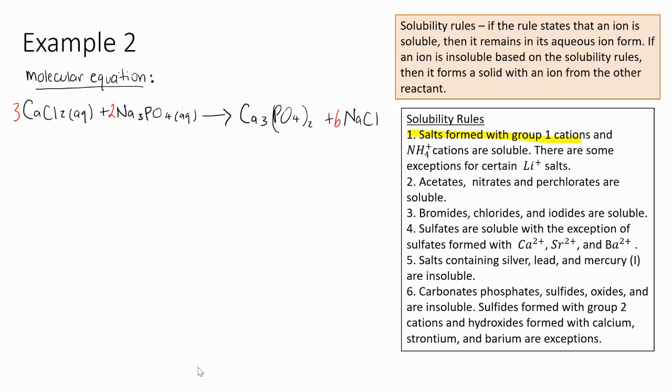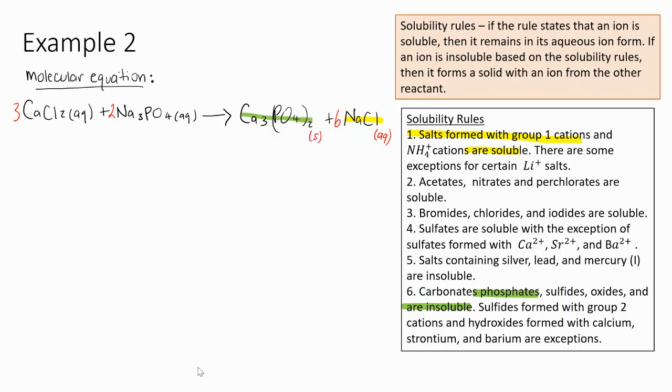First thing I notice is this rule number 1, salts formed with group 1 cations are soluble. So do we have anything there? Yes, so sodium is a group 1 cation, so therefore this compound, sodium chloride, is going to be soluble, so we'll write the state aqueous. I'm now seeing number 6, phosphates are insoluble. So our other product here, calcium phosphate, applies to that rule. So we're going to write S for solid here.